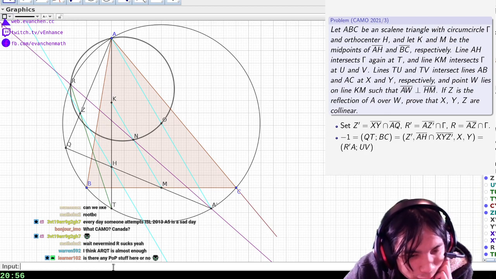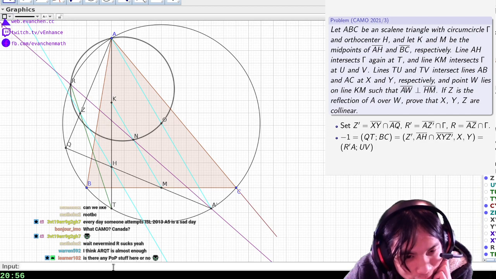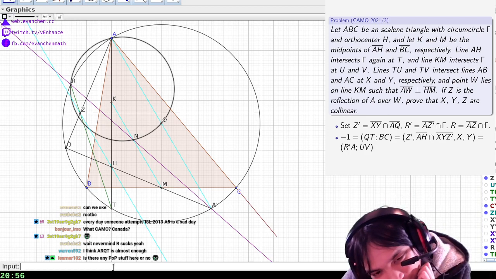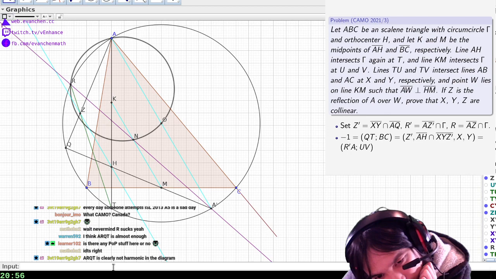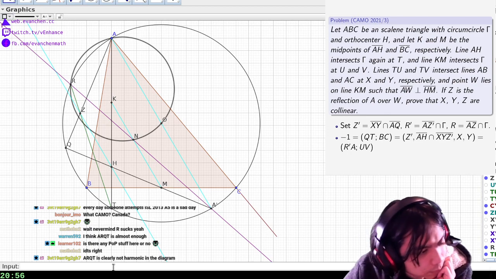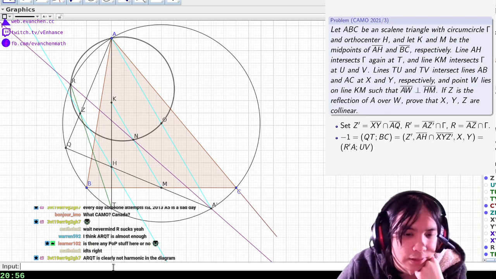Do you think ARQT is harmonic or something? I don't think that should be true. It could be. But see, we did this harmonic stuff to get rid of U and V from the picture. ARQT is clearly not harmonic. Okay.